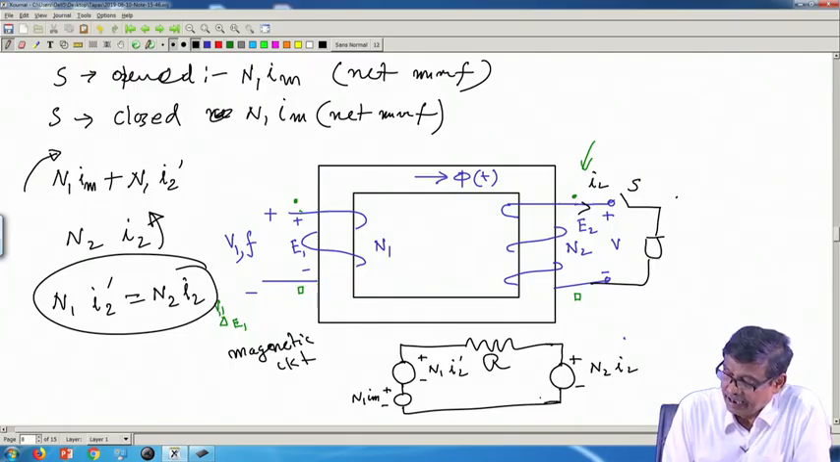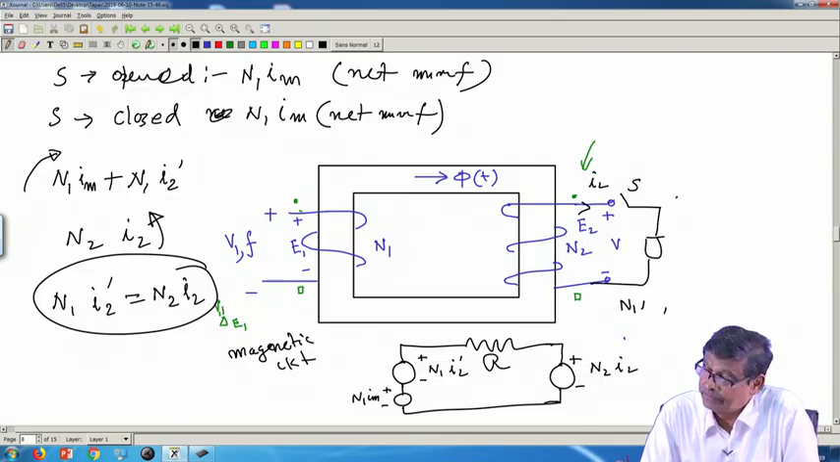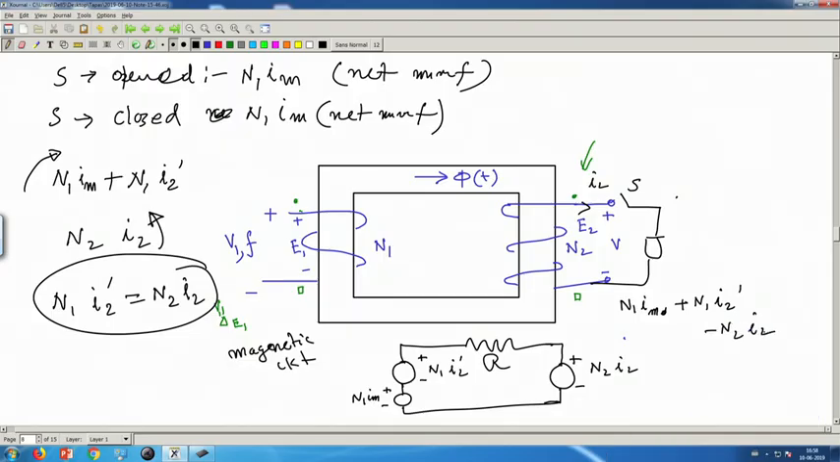What is the net MMF acting? N1 IM plus N1 I2 dashed minus N2 I2 divided by reluctance. So, net MMF is N1 IM plus N1 I2 dashed minus N2 I2. And this has to be equal to N1 IM. How can this happen? If these two are equal, this must vanish to 0. That is why the moment you want to draw some current I2, primary will immediately react and draw additional current I2 dash on top of IM, which was vanishingly small, that is fine. So, it will draw a current of IM.